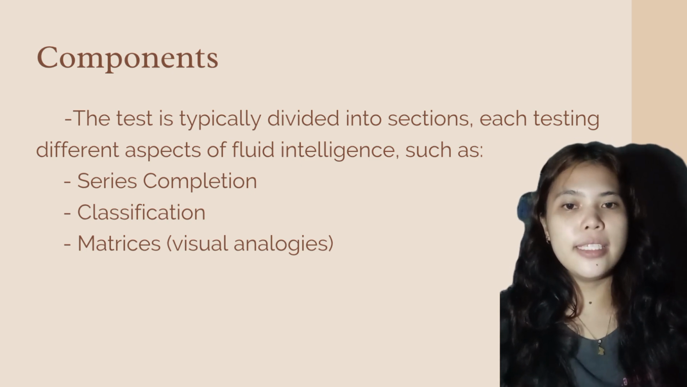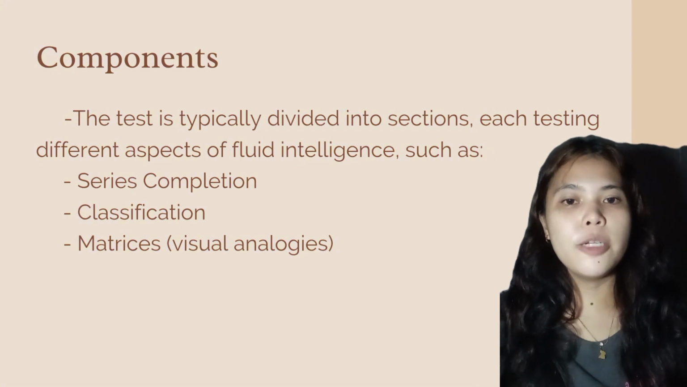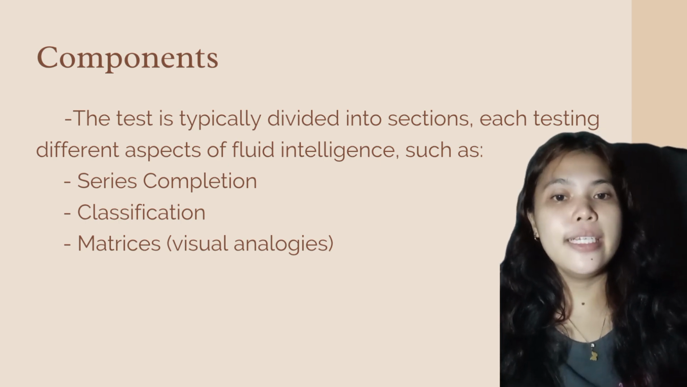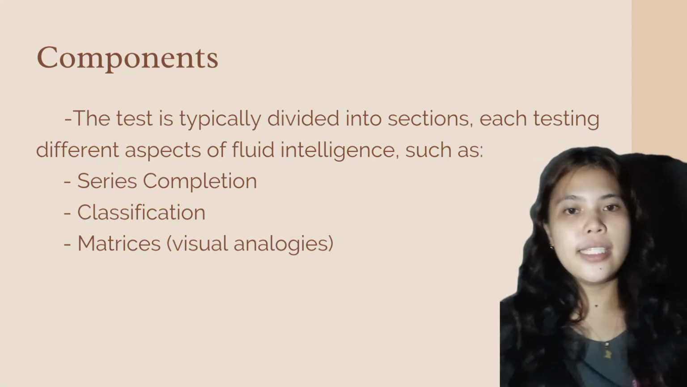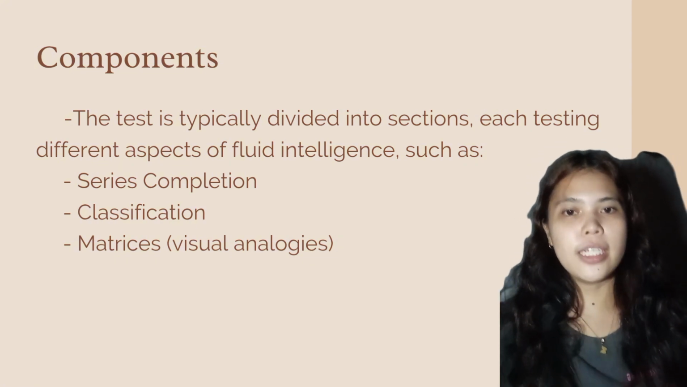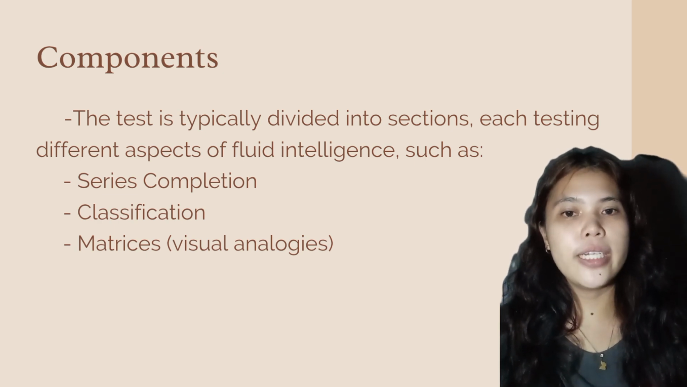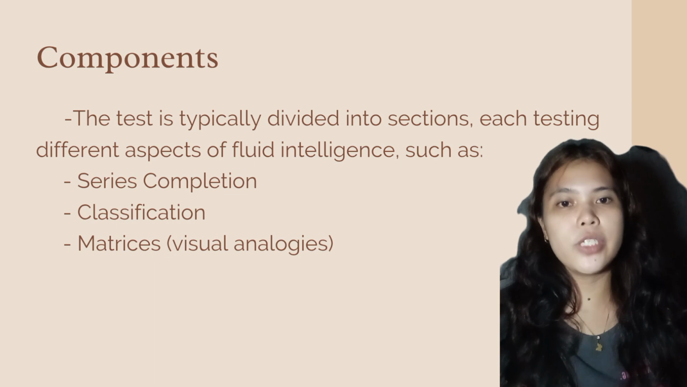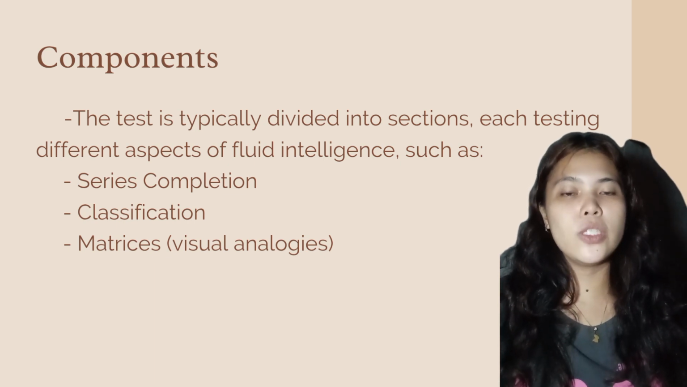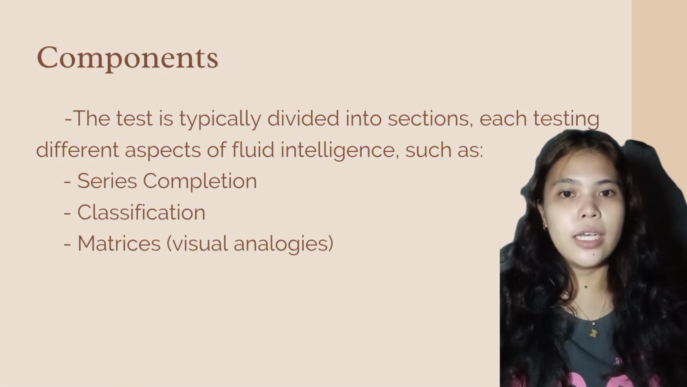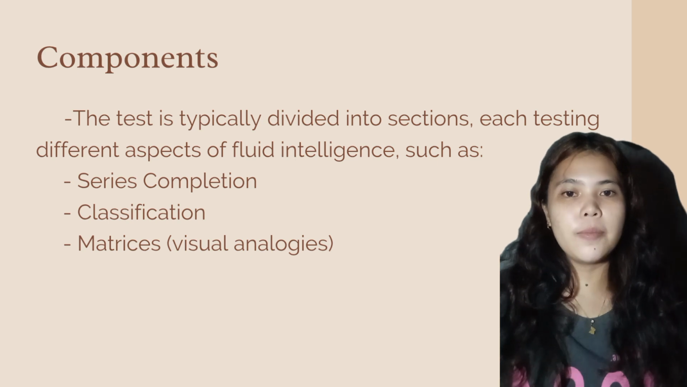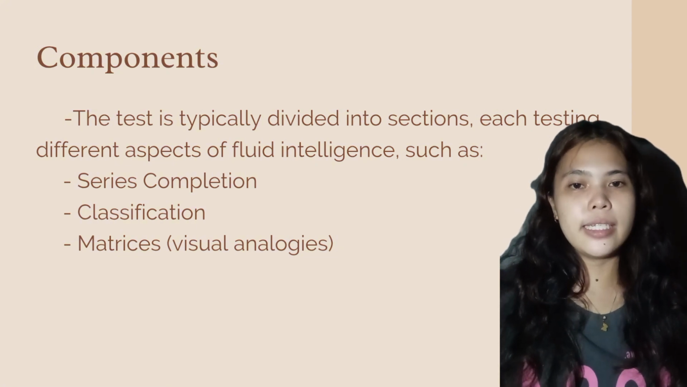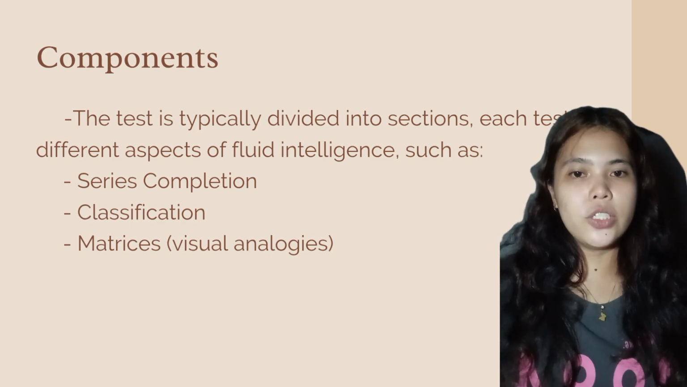First is series completion. This section involves sequences of images or patterns where the participant is asked to identify the next image in the series based on an established logical or visual pattern. This tests the participant's ability to recognize patterns and predict future elements in a sequence, important aspects of fluid intelligence. Next is classification. This section presents a set of images and the participant must identify which item does not belong based on its characteristics. This task evaluates the participant's ability to classify and group information according to abstract principles, testing their logical reasoning and pattern recognition skills.